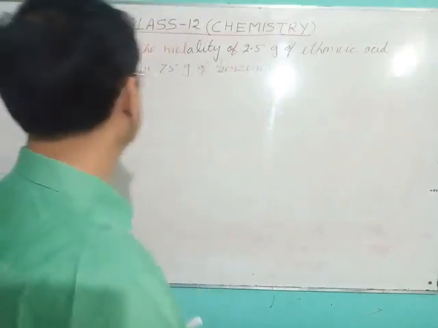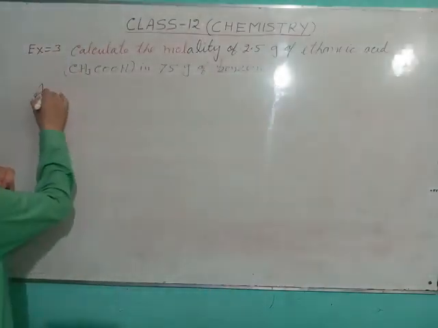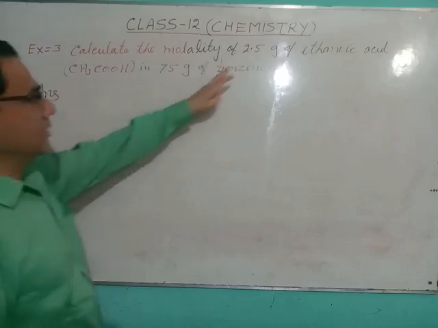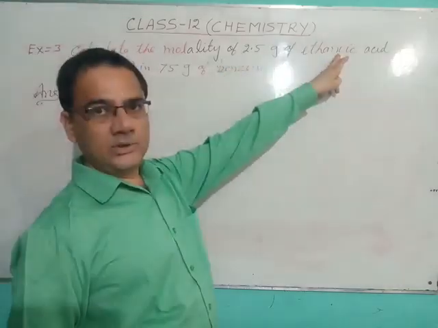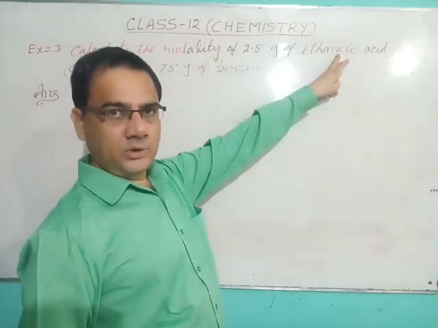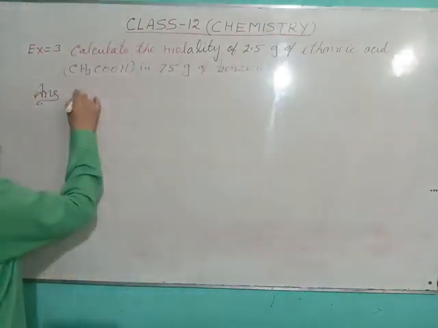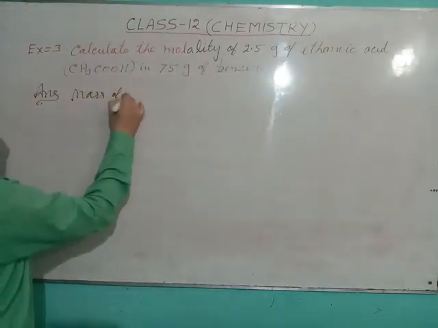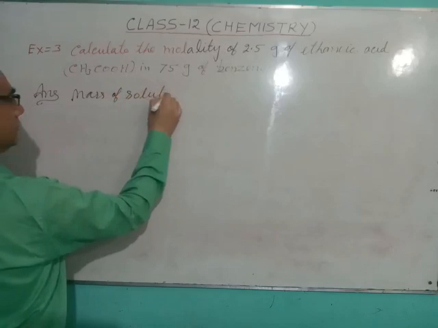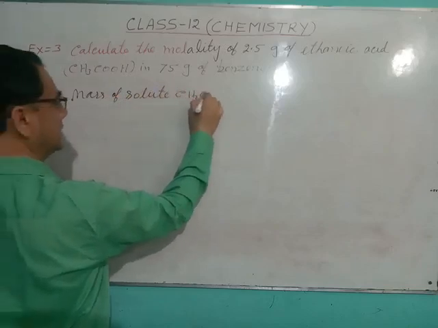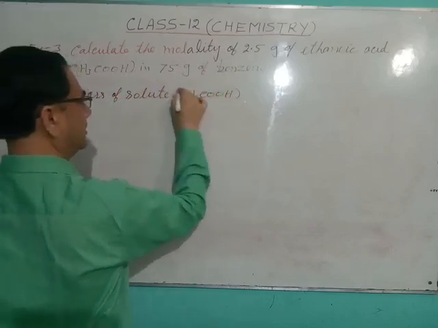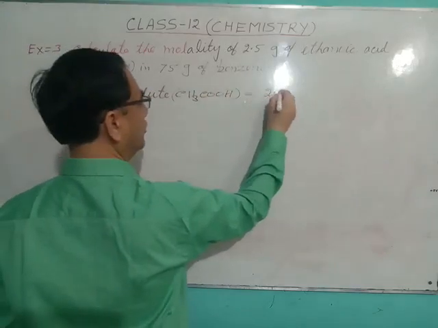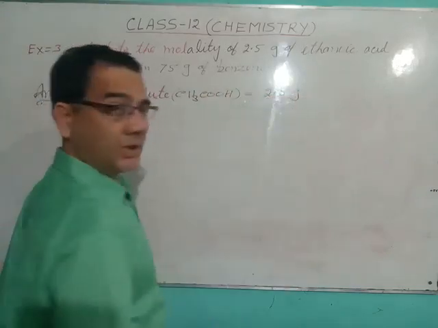So what things are given in the question? First we write that 2.5 gram of ethanoic acid. Ethanoic acid is your solute. So we write mass of solute, and that is CH3COOH, and that comes 2.5 gram.